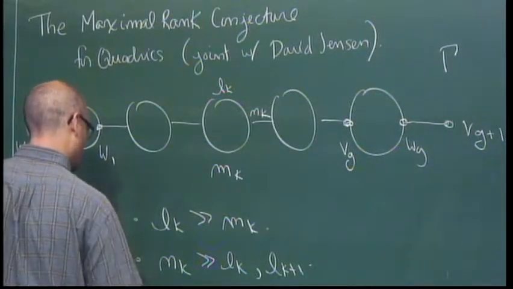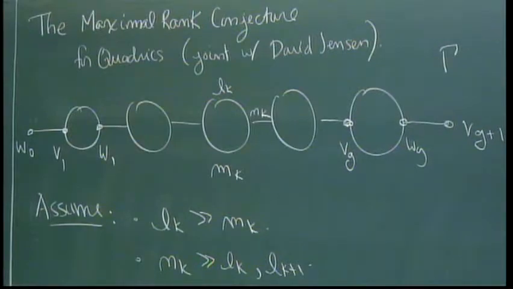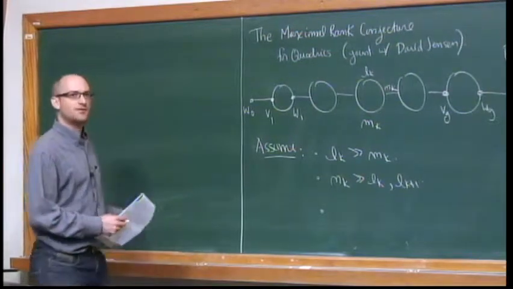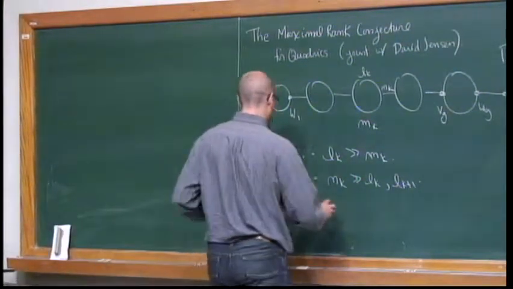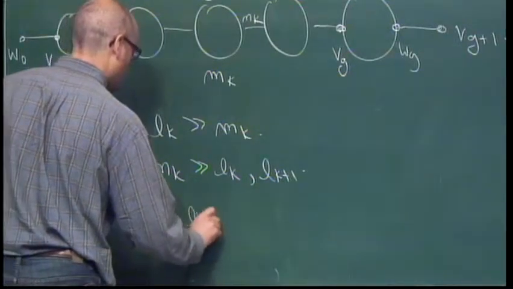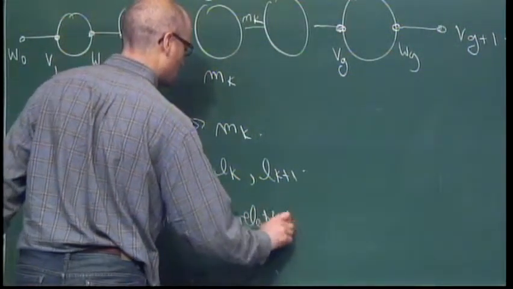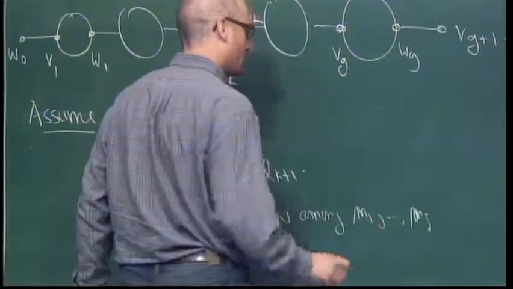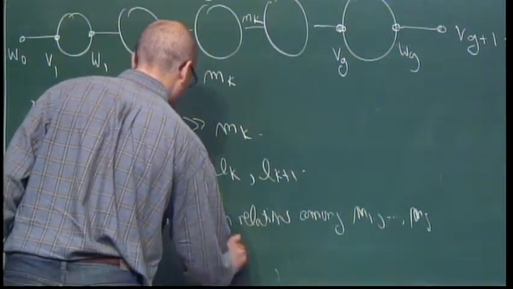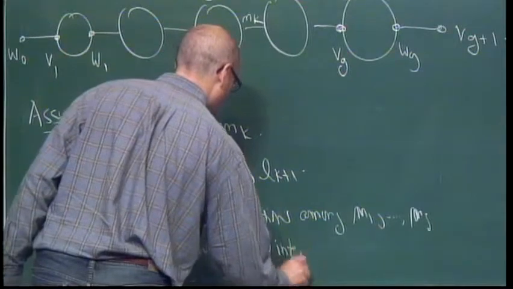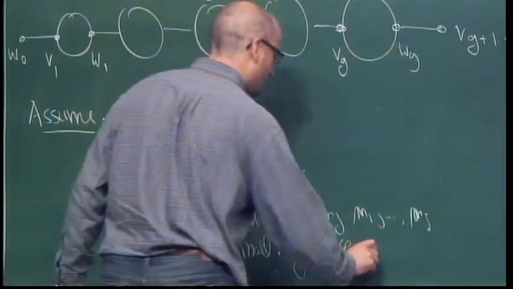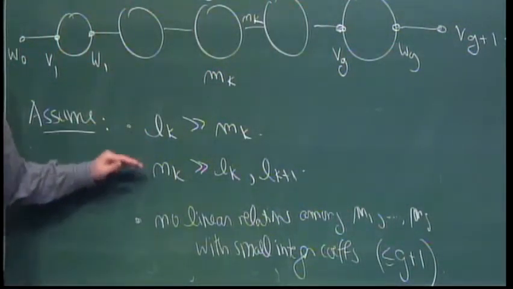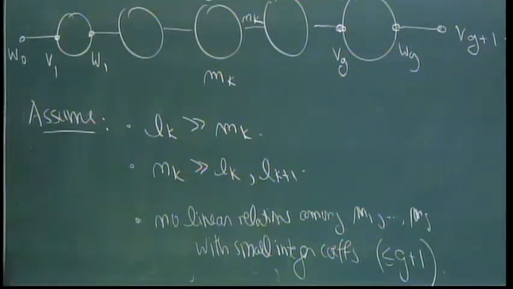And finally, there's a condition that's really of quite different flavor from anything that's appeared in previous work in tropical Brill-Noether theory. And this is that there should be no linear relations among M1 through Mg with small integer coefficients. And here small means less than or equal to g plus 1. And with more care, I could be more precise about what these bounds should be. They're not too bad.